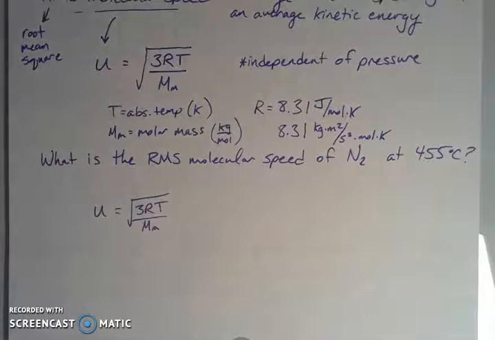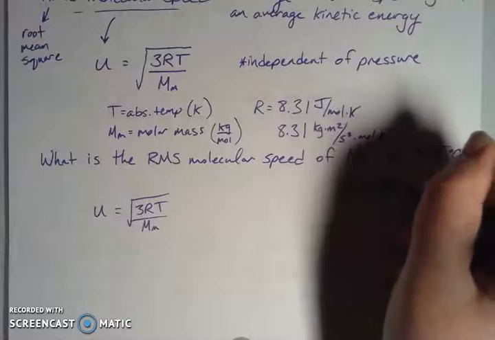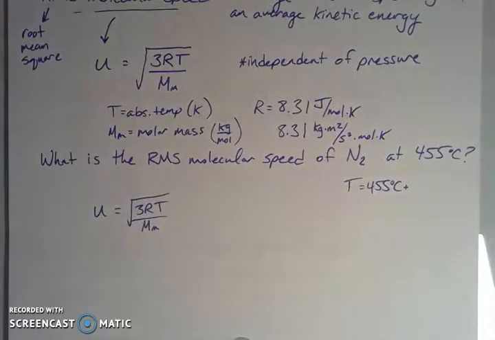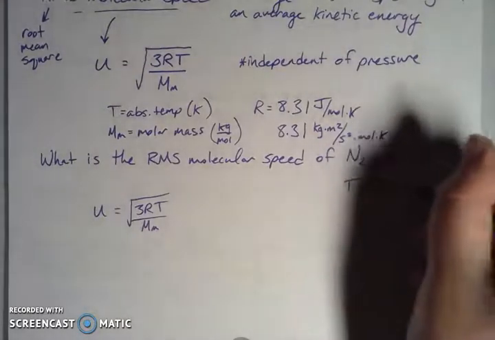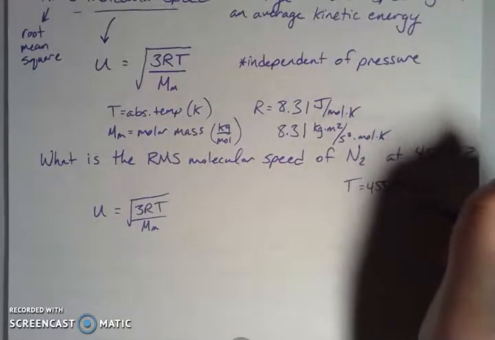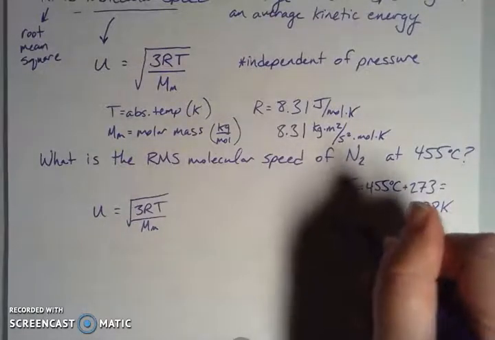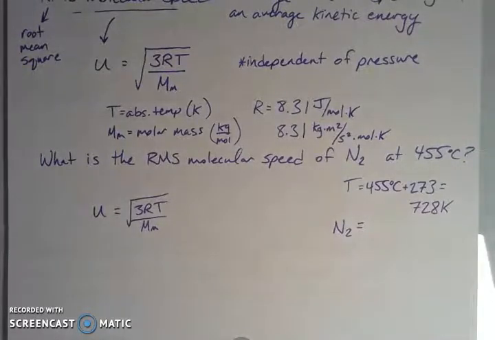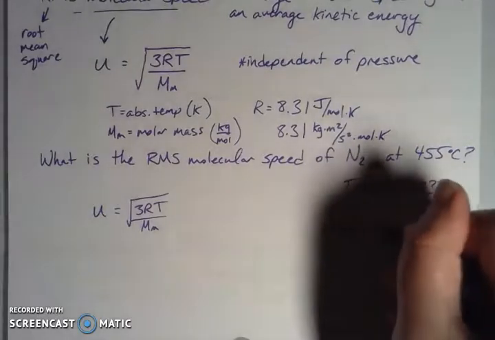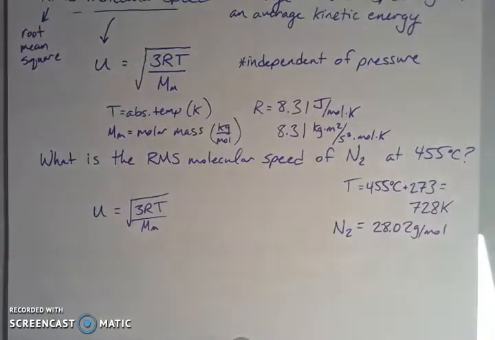So our temperature is given in Celsius, 455 degrees C. It's an absolute temperature, so we need to convert to Kelvin. So when we add our 273.15, then we end up with 728 Kelvin. And then for dinitrogen, my diatomic nitrogen, my elemental nitrogen, the molar mass is 28.02 grams per mole. So one nitrogen, 14.01, I multiplied by 2 because it's diatomic.